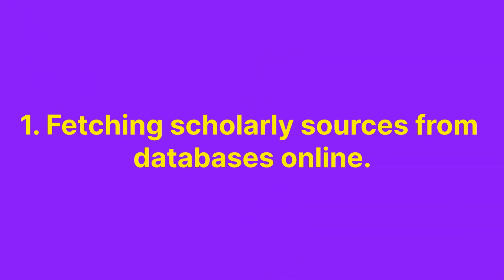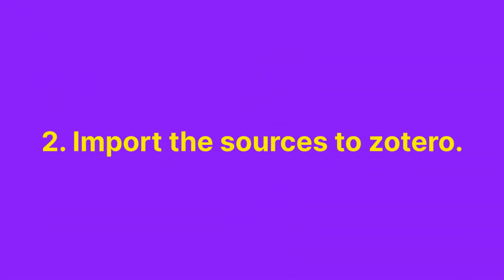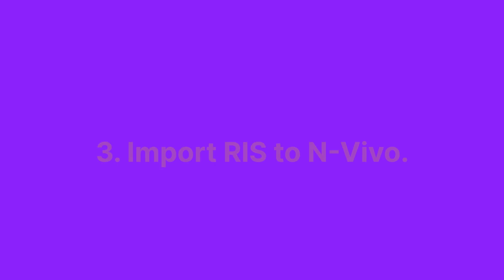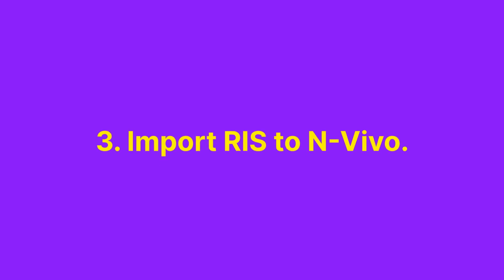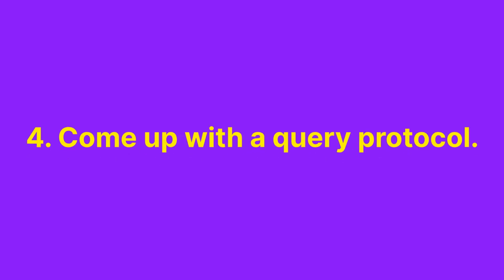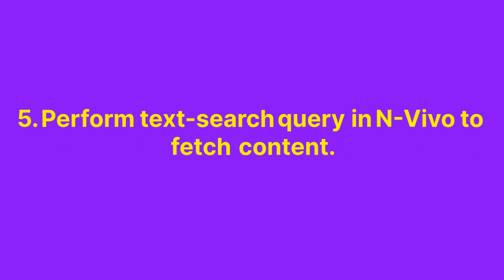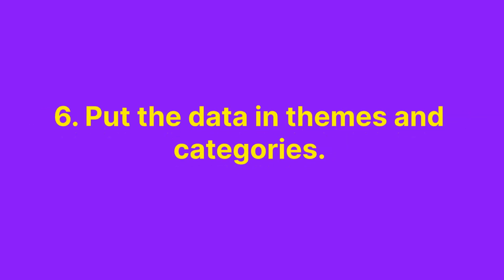In this video, we are going to conduct a systematic review using Nvivo through the following steps. 1. Fetching scholarly sources from databases online. 2. Import the sources to Zotero. 3. Import RIS to Nvivo. 4. Come up with a query protocol. 5. Perform text search query in Nvivo to fetch content. 6. Put the data in themes and categories.